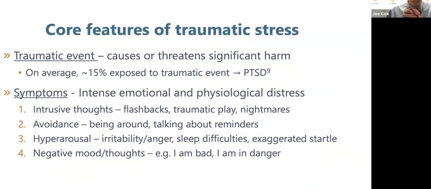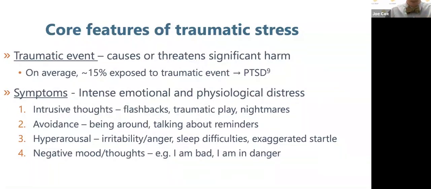Okay, core features. One, a traumatic event. The word trauma and traumatic has been expanding over the last 15 or 20 years. But when we're talking about traumatic stress in kids, it's events that either cause or threaten or feel like they're going to cause significant harm to them or to someone that they're with. For kids, it can be something they learn about if it happened to a caregiver or someone in their immediate family, but it's usually an event that they either witnessed or experienced themselves.